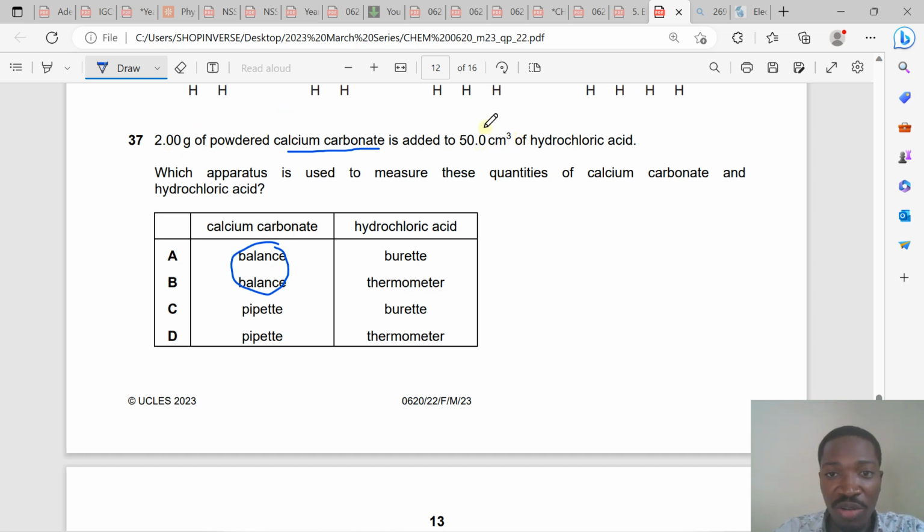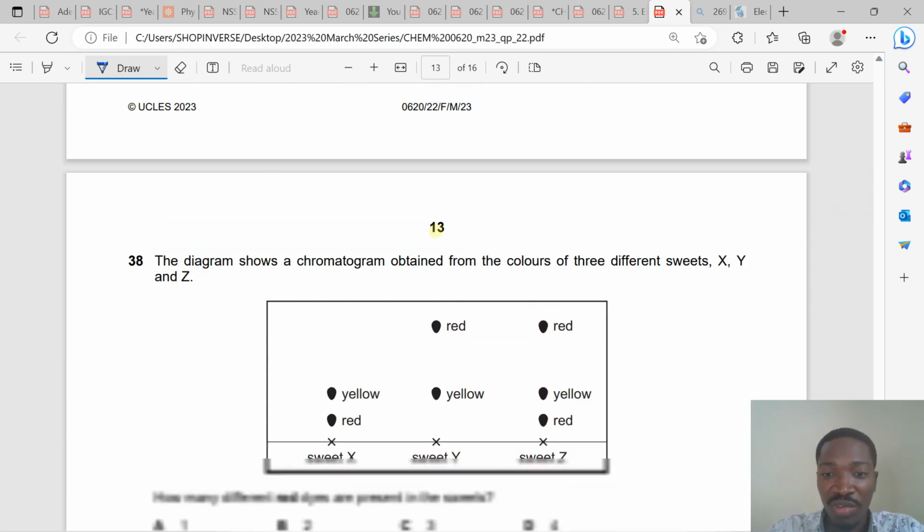And then you want to measure 50 cm cube of hydrochloric acid. This is a liquid, an aqueous solution rather. If you want to measure something in the liquid state, you are measuring the volume. What do you use? A measuring cylinder. Thermometer, of course not. If you don't have a measuring cylinder here, you can use the burette. These two are correct, and of course you don't use a thermometer. So it's only in option A that both recommendations are correct.